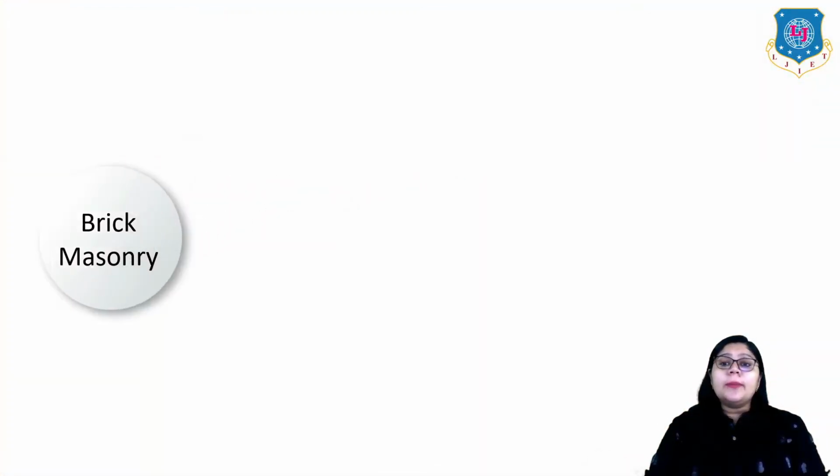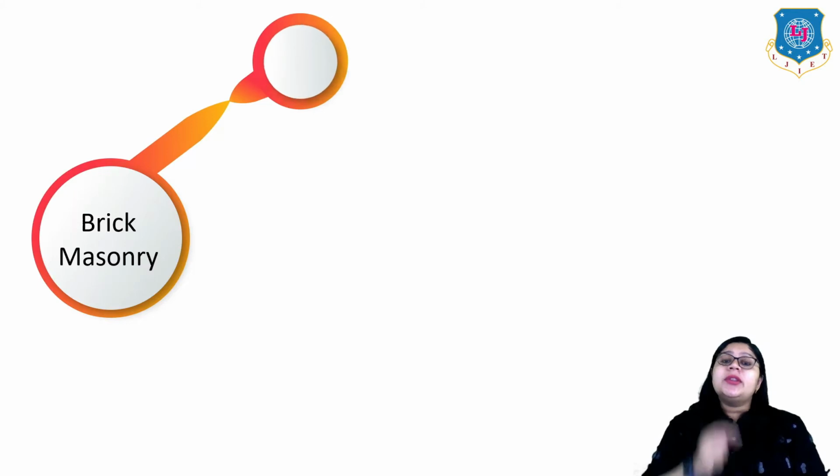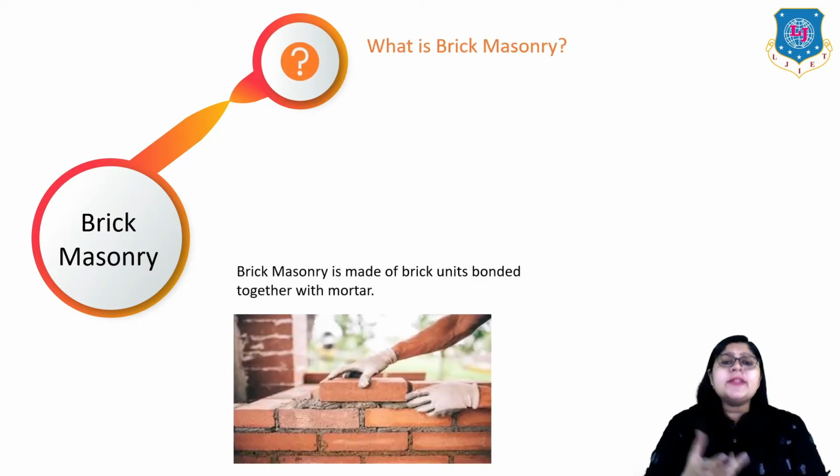When we talk about the brick masonry, the first question that arises in our mind is, what is it, right? So here I can say a brick masonry is made of brick units which are bonded together with mortar as shown in this figure, right?